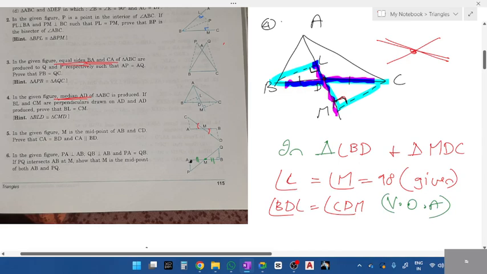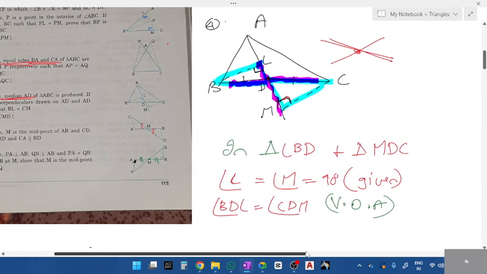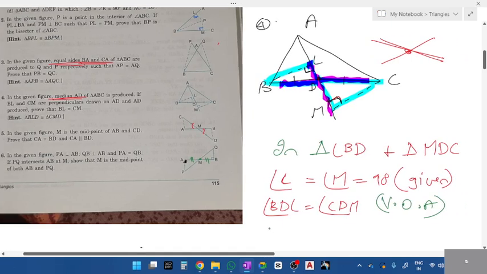Next. If AD is the median, it splits into which two parts? It splits BD and DC into equal parts, right? So which two sides are equal here? BD will be equal to CD. What will you write? BD will be equal to CD. What's the reason you have to write? Not given.